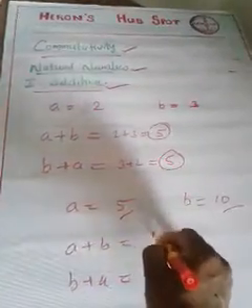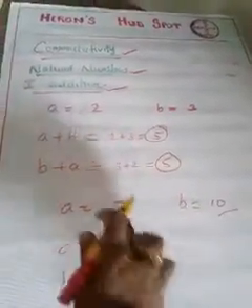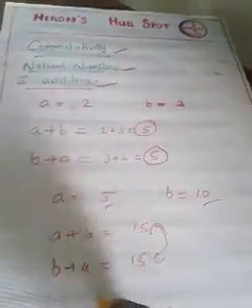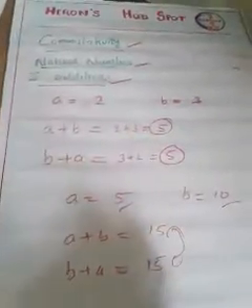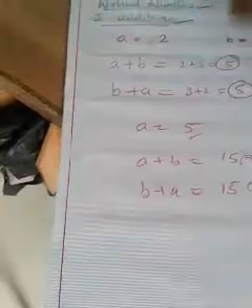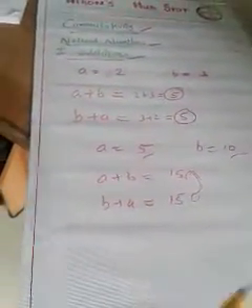What is A plus B? 15. What is B plus A? 15. 5 plus 10, 10 plus 5. Isn't it? 15. Both results are the same, no? Yes. So what we can say? For every example, A plus B is B plus A in the case of addition. Are you following me? So what we can conclude, there does not exist any example violating this property in addition. So that's why we can say that natural numbers are commutative under addition. So you can write the conclusion: natural numbers are commutative under addition.